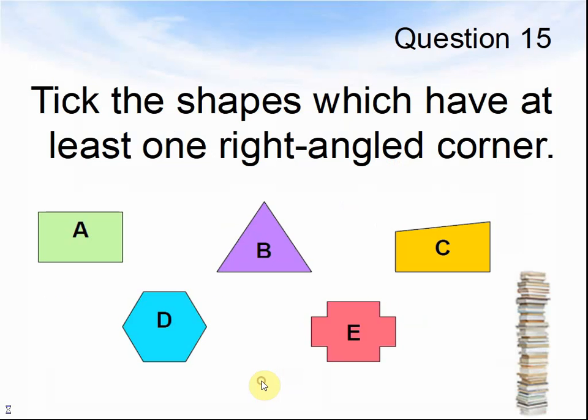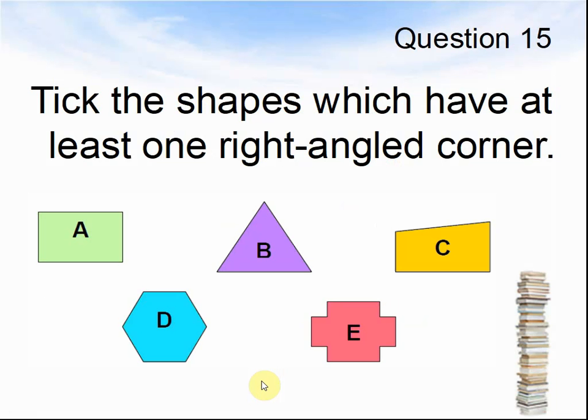Here comes the next question. Question 15. Tick the shapes which have at least one right-angled corner. Pause the video until you are ready for all the answers.